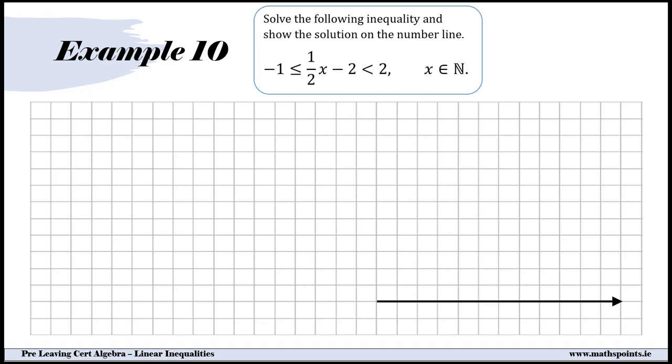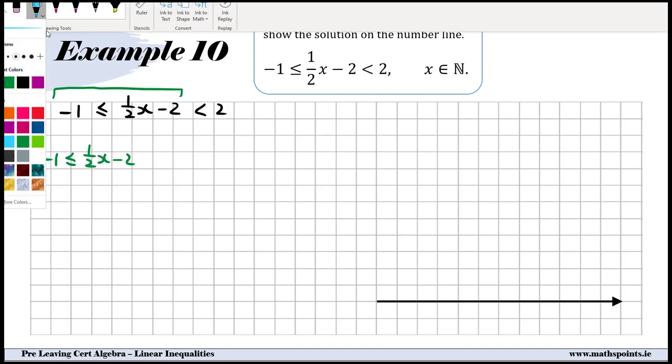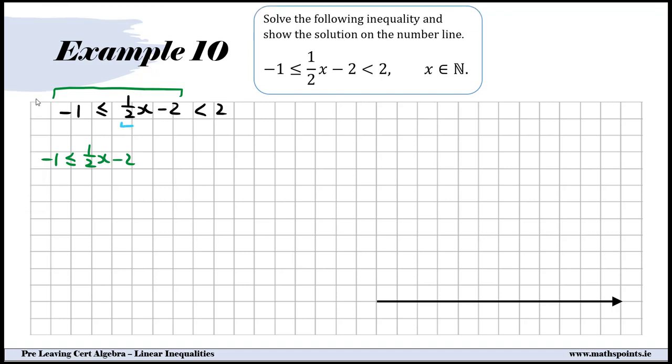Okay, so let's apply the same two methods to this version of the sum in example 10. So here we have fractions. We have minus 1 is less than or equal to a half x minus 2, which is less than 2. Again, I'm going to split the sum up into two parts. The first part is minus 1 is less than or equal to a half x minus 2. And then the second part of the sum is going to be split into a half x minus 2 is less than 2.